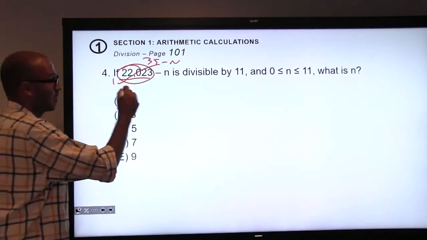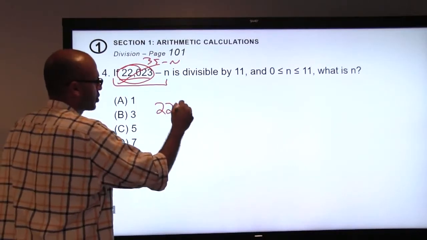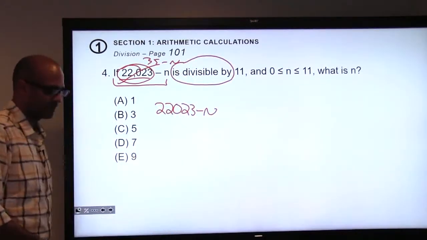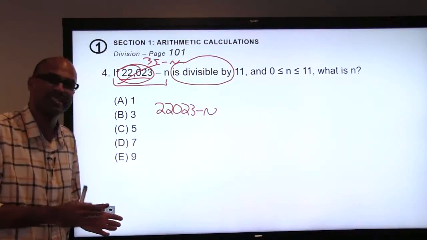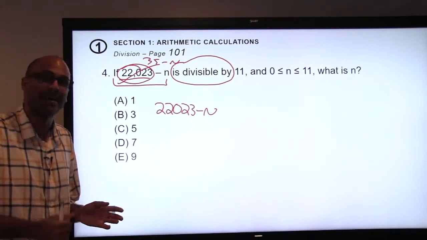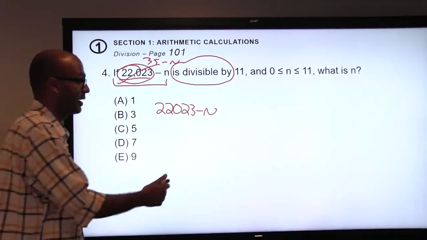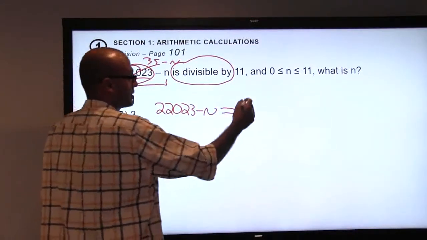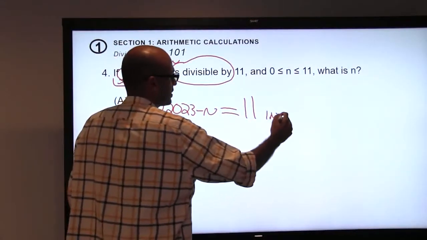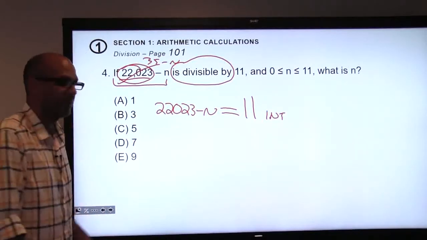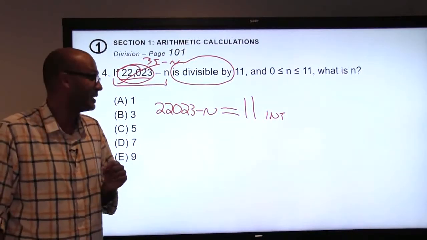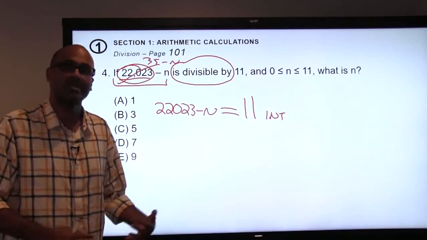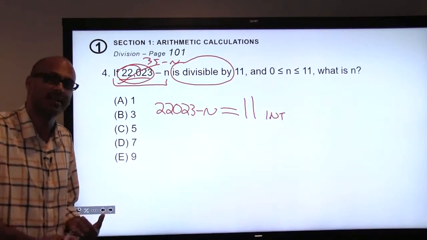So here, when you're telling me 22,023 minus n is divisible by 11, I know from the skill builder that when something is divisible by something, it's a multiple of that same something. So I'm going to write that verb as an equal sign, and then I'm going to say it's 11 times an integer. Now notice I wrote the letters I and T there. I could write I for integer, or K for constant, or C for constant, as many people tend to do.